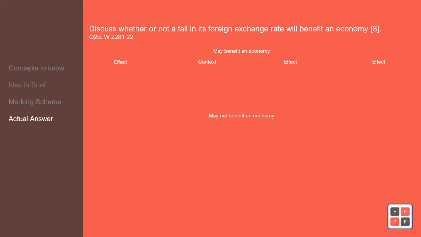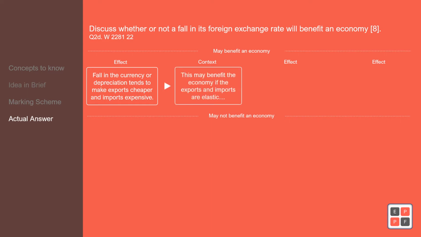Before writing the actual answer, I am going to divide my answer into 2 parts: may benefit an economy and may not benefit an economy. And how I'm going to start is: a fall in the currency, or depreciation, tends to make exports cheaper and imports more expensive. So I am writing an effect of the fall in foreign exchange. This may benefit the economy if exports and imports are elastic. Now I have given a context, a background, a scenario of how this may help. This may help if the exports and imports are price elastic.